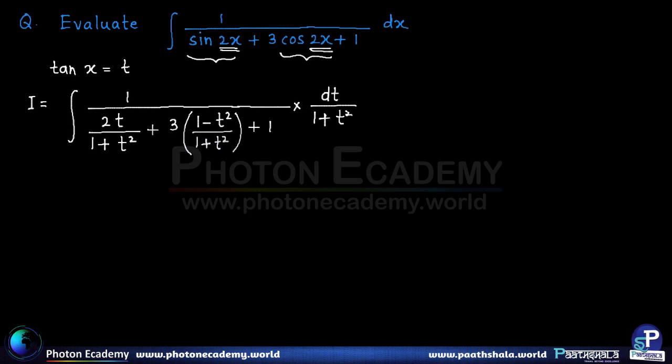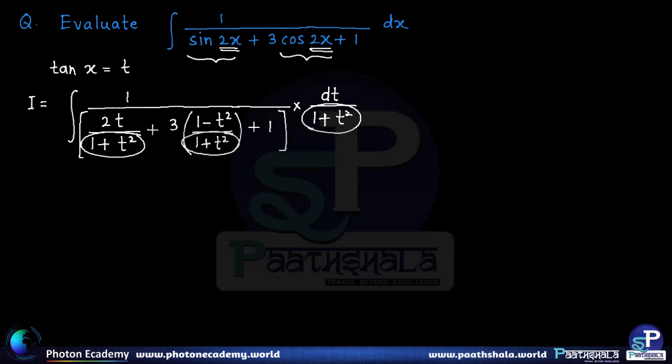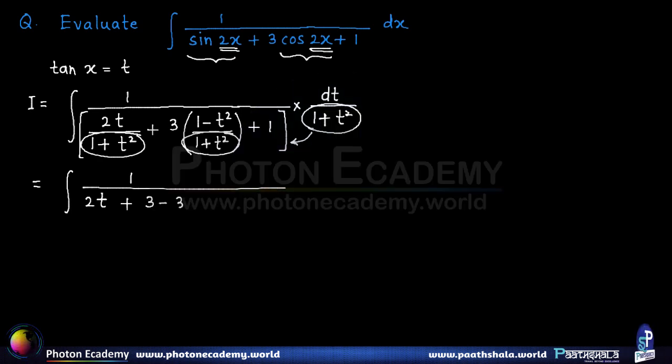Now if you observe, the first two terms have the same denominator, which is 1 plus t square, and incidentally that is also the same denominator for dt. So if you multiply the entire bracket with 1 plus t square, in the denominator what remains is 2t plus 3 into 1 minus t square, which is 3 minus 3t square, plus 1 gets multiplied with 1 plus t square, so that is 1 plus t square, dt.